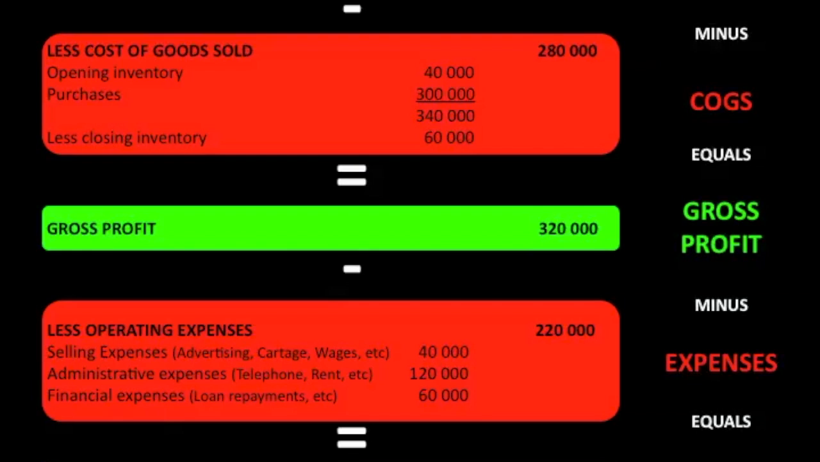Administrative expenses are things like the phone and the rent and all that sort of stuff. Let's say that's $120,000. And the financial expenses are things like loan repayments. Let's say they total $60,000. So you've got this gross profit of 320 grand, and then you've subtracted expenses of 220 grand. So obviously your net profit before you end up getting taxed is $100,000. So you made $600,000 in sales, and your net profit in the end, the amount that's going to the owners after it gets taxed, is $100,000.